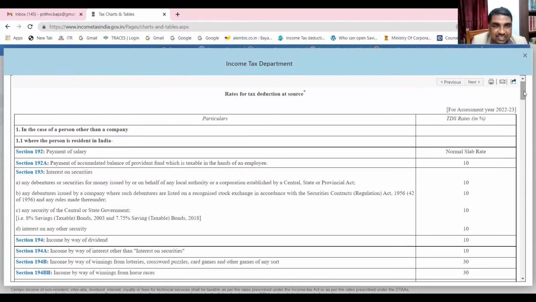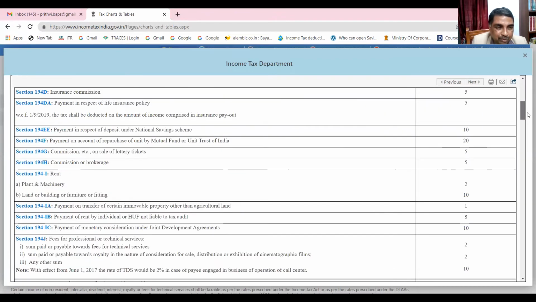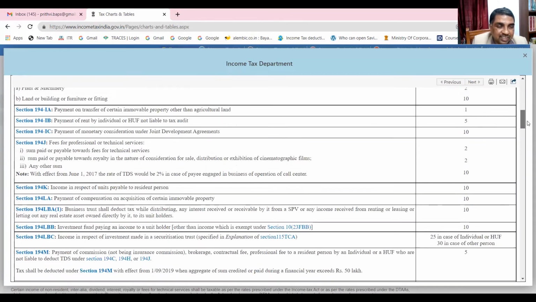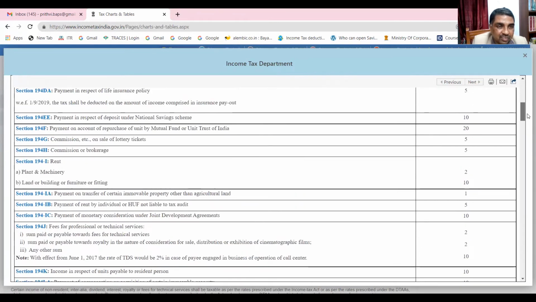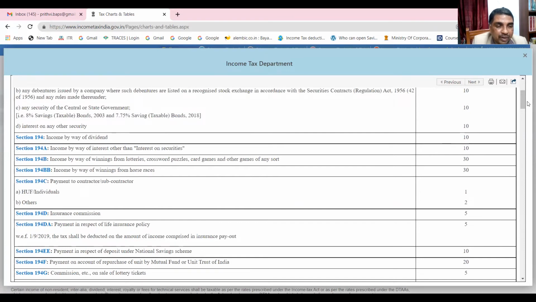Now you see these are the sections. Okay, TDS rates are here in this column. So the example we took is 194C. You see 194C is here. 194C, payment to contractors and subcontractors. Okay, you see, if it is paid to an individual or HUF, then 1%. Otherwise, it is 2%. So here 2% is deducted. Okay, that's what you have seen, that on 5 lakh rupees, 10,000 rupees is deducted.